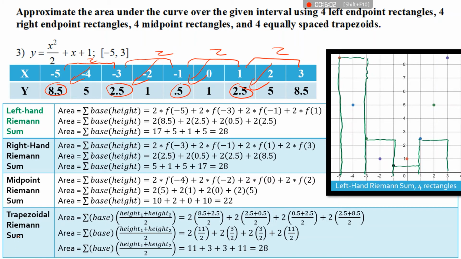Wait, why are we skipping the... Are we skipping the evens because we're doing the left? We're skipping the evens because they asked us to use 4 rectangles, not 8 rectangles. So if there's going to be 4 rectangles, they're going to be evenly spaced. Then my first interval is going to be between -5 and -3. There's 8 units, so each base should be 2 units long.